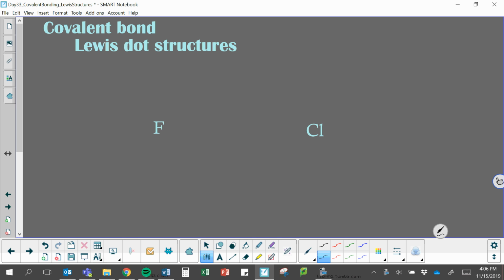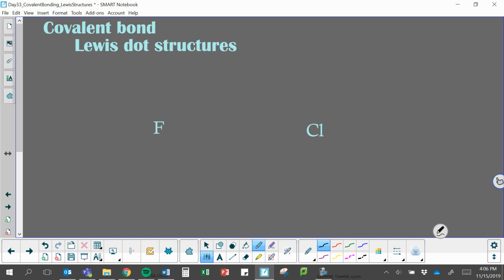So today we're doing Lewis dot structures for covalent bonds. First we're just going to review how we do Lewis dot structures. If you remember, we use our periodic table to represent the number of valence electrons, and we place those around each element.